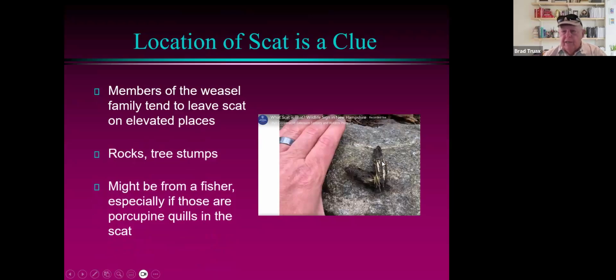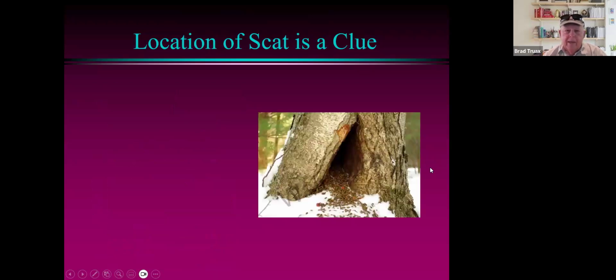If you look at this, these look like porcupine quills. Porcupine has very few predators. One of them happens to be the fisher. So if these turn out to be quills, that would be a very likely sign that this was a fisher. And I think actually in this case, this was not. These were actually probably feathers. So it may have been a different animal that actually left this scat.